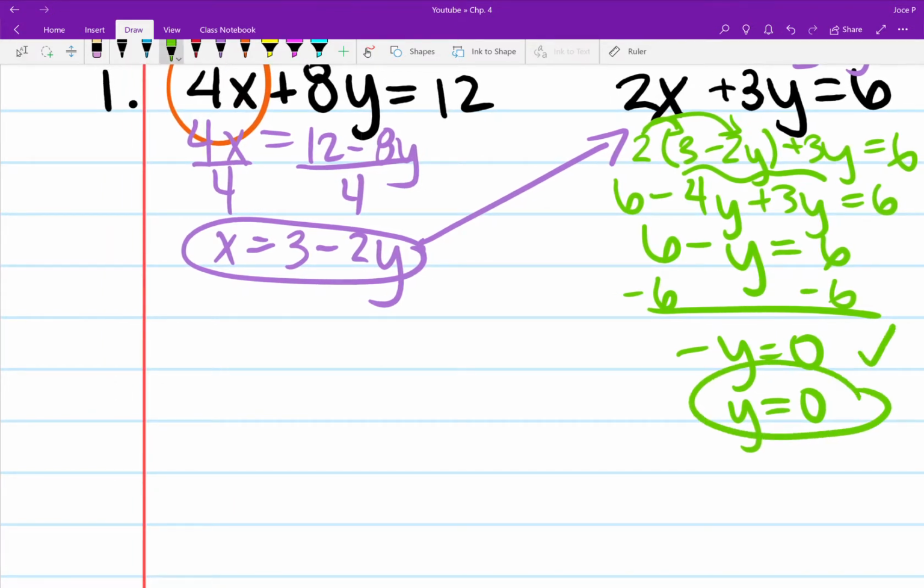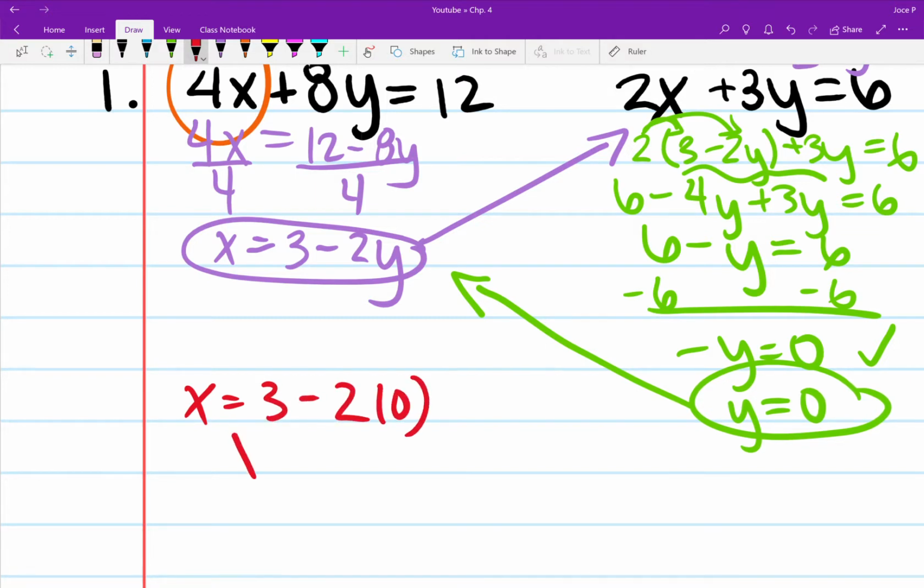Check. Now we are going to plug this back into this equation, or any equation, to solve for v1. Let's change colors one more time just so we can keep our steps isolated. x is equal to 3 minus 2 times y, which is 0, which means x is going to equal 3. So we have our solution, (3, 0).